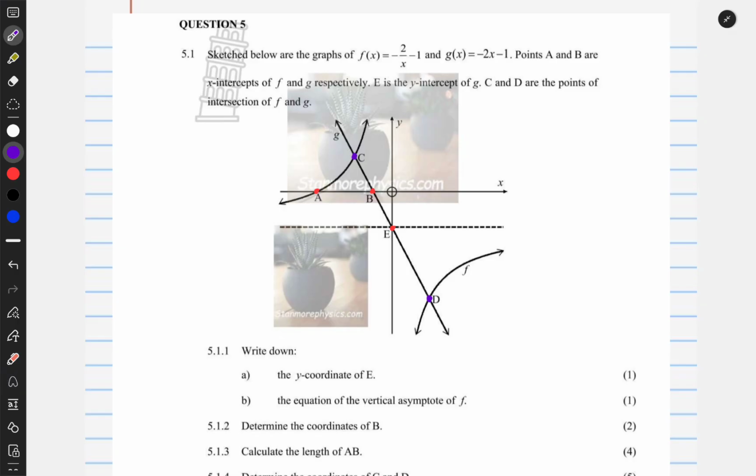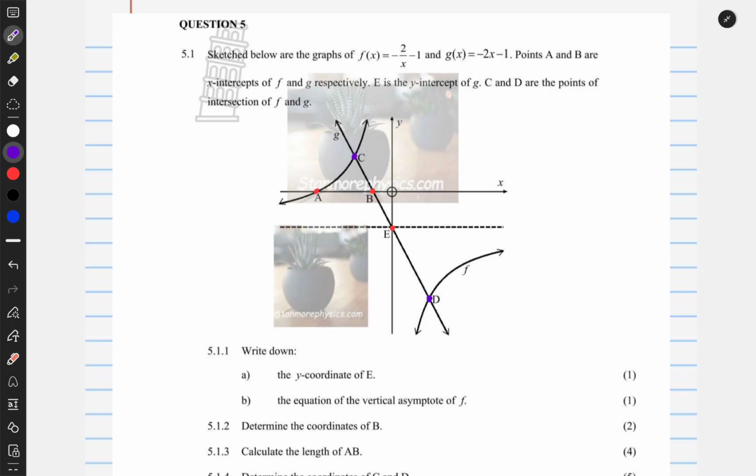So at any point, if we are asked to determine the coordinates of C or D, we can simply equate the equations that we're given there, and then we solve for the x values and then for the y values respectively, because these two graphs at the points of intersection are equal. So always remember that, just in case we are asked to do that.